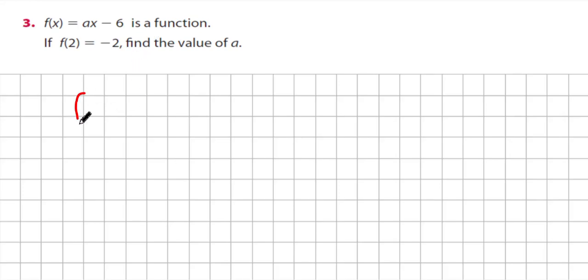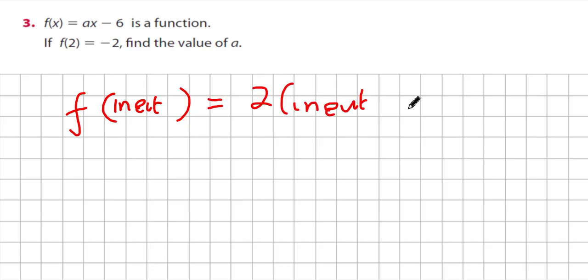Question 3 is defined by the function f of your input equals 2 times your input. Take away, sorry, not 2 times your input, a times your input. Does everybody know what I did there to get this red writing? I replaced x with input. Now, when 2 is your input, when your input equals 2, your output equals what?